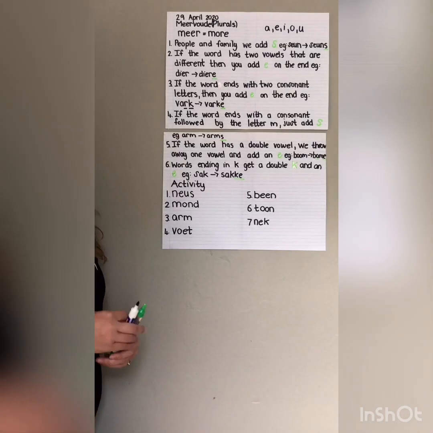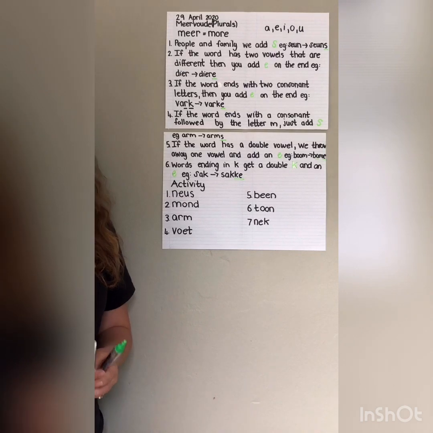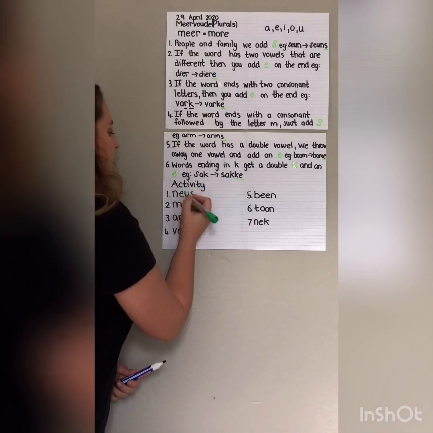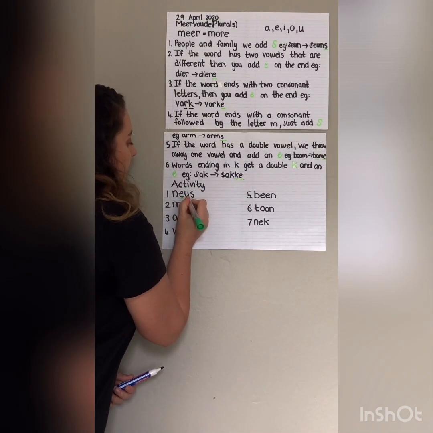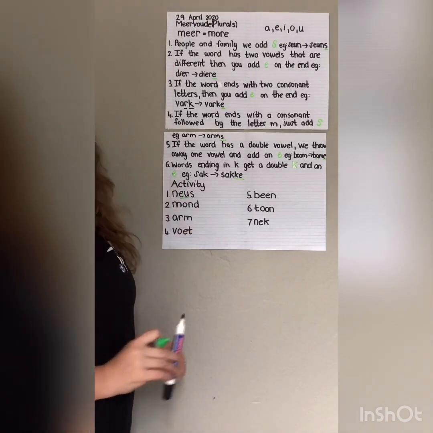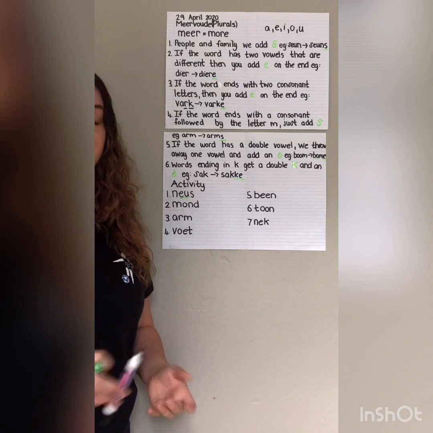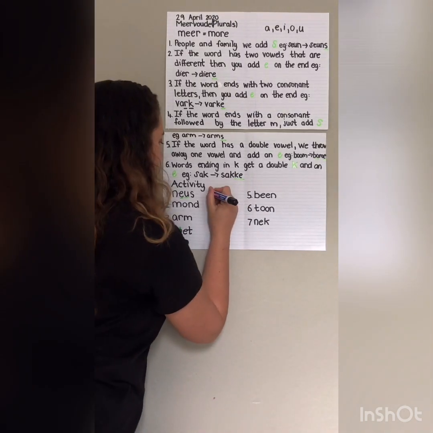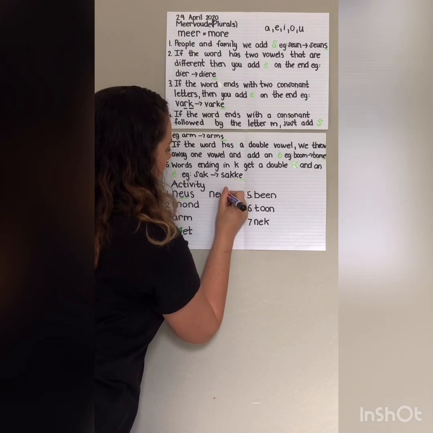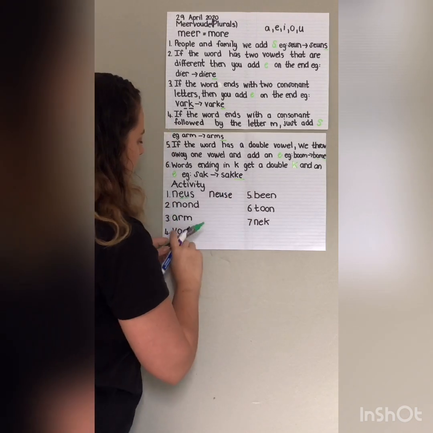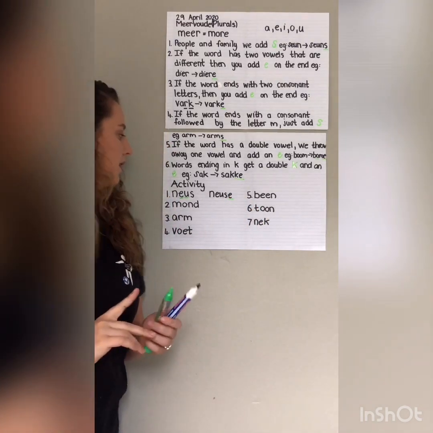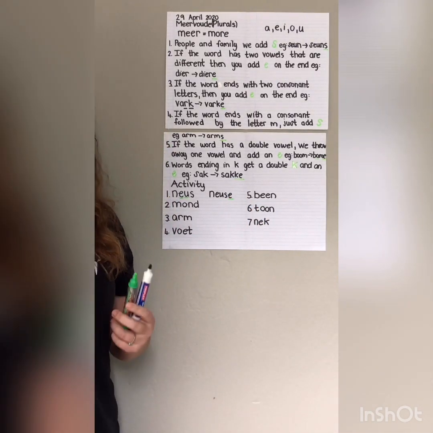So the first word that we're going to try, make a plural, try and make a Meervoude, is neus. Neus has two vowels that are different inside of it. So we know from rule number 2 that we can add an E on the end to make it noses. We keep our word the same. And we add on an E at the end, like the rule tells us to. And it becomes neuse for noses.